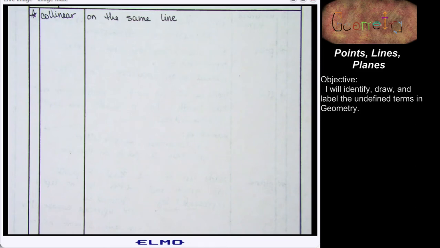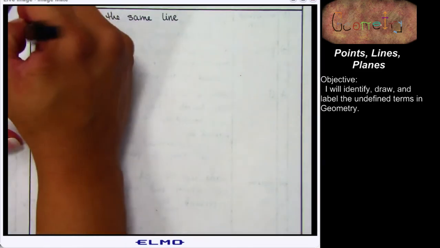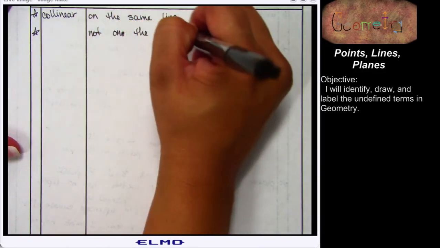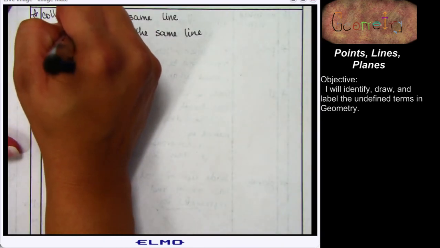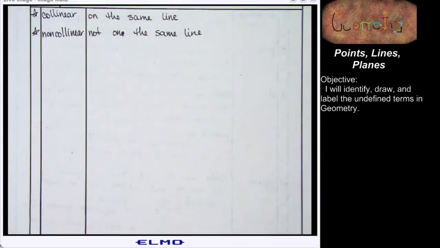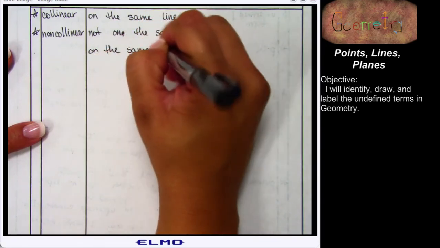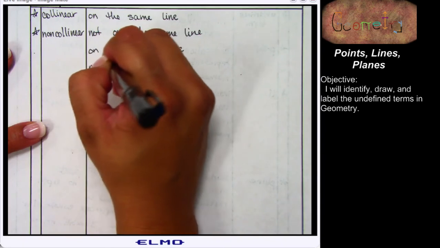Turn to someone and say it. Collinear. Beautiful. All right, now all together, everyone. Collinear. Lovely. That word means on the same line. We have a word that means not on the same line. And that word is non-collinear. Say it all together with me. Non-collinear. Beautiful. Turn to someone else and tell them non-collinear. Very good. Just like we have words to say not on the same line and on the same line, we have words to say on the same plane and not on the same plane.